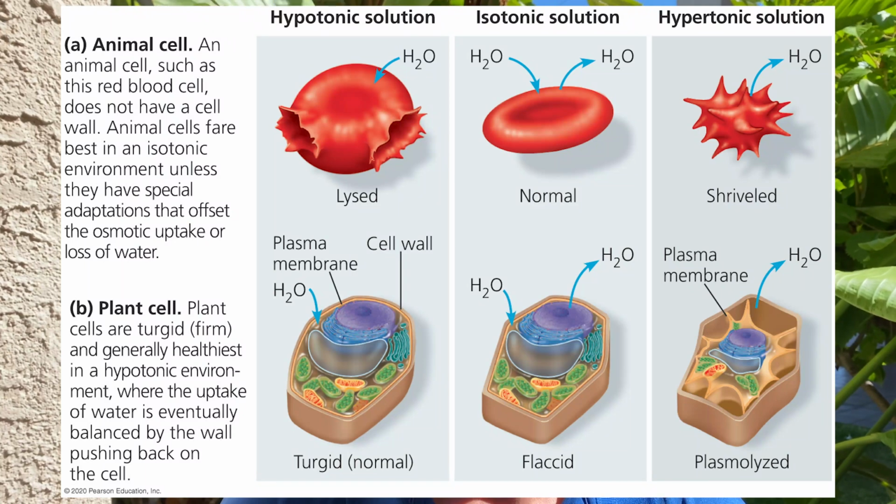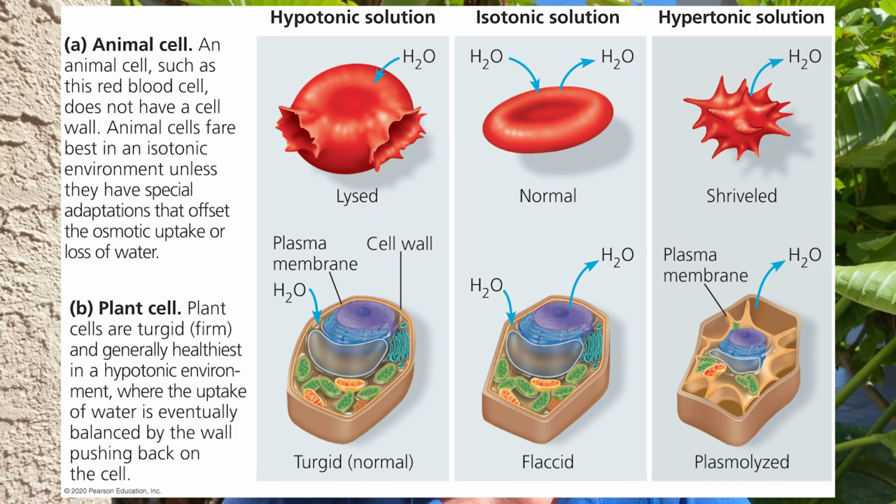So if a cell is put into a hypertonic solution, that means that the concentration of water inside the cell is higher than outside the cell. It's going to cause water to move outside the cell, or to shrink. If it's in a hypotonic solution, the reverse will happen. The concentration of water will be greater outside the cell than inside the cell, and therefore water will want to move into the cell.